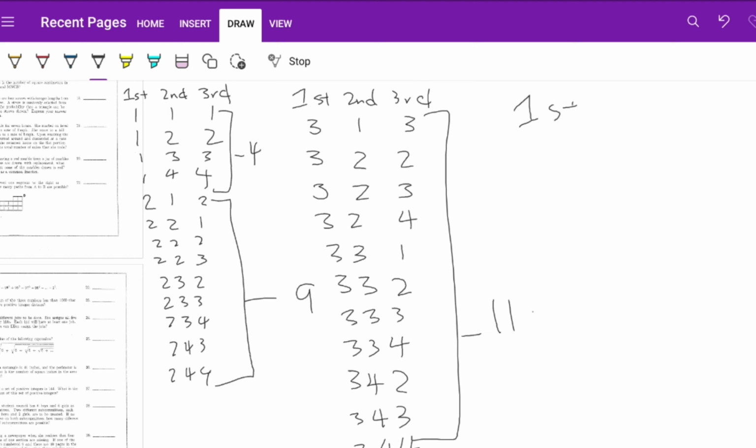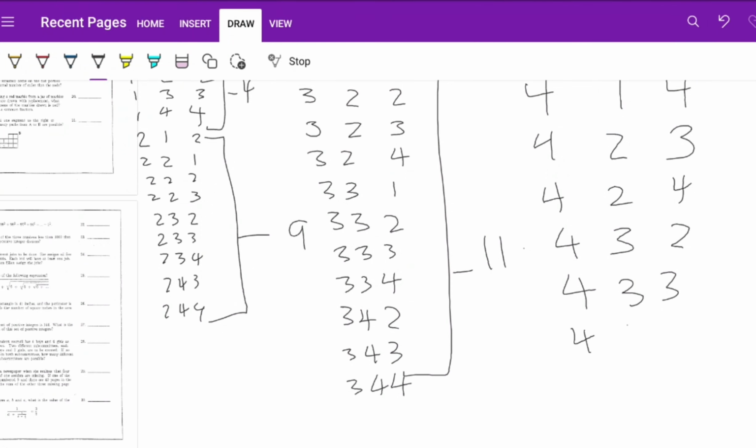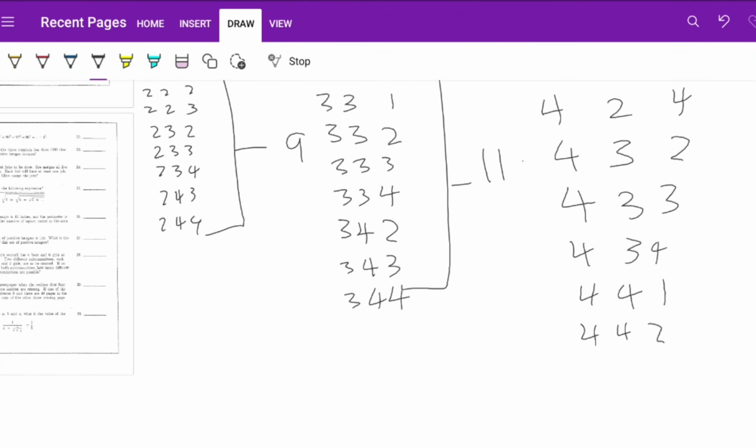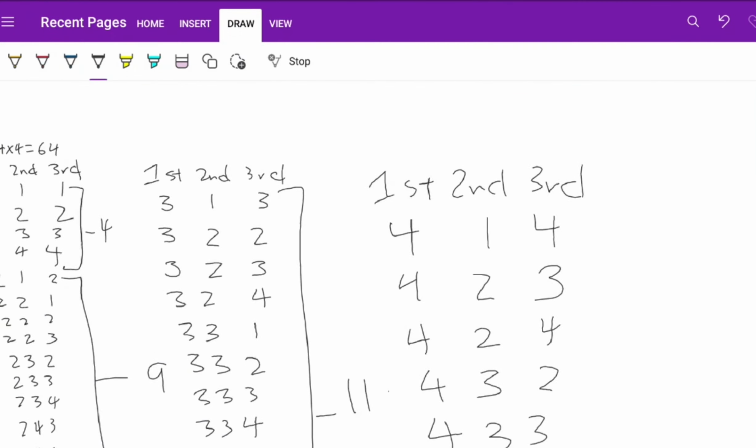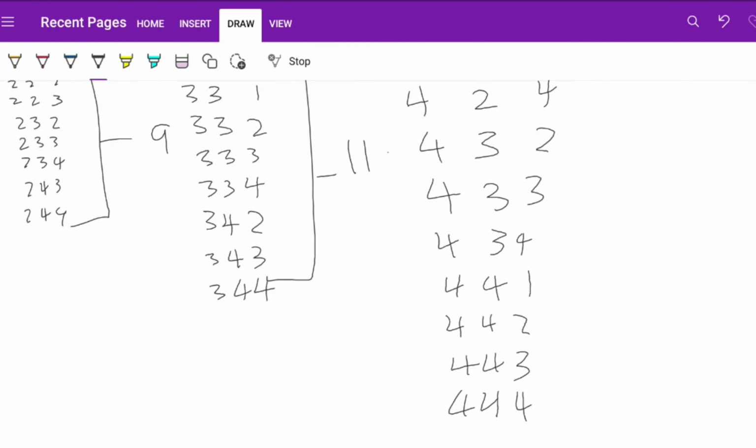And then for the last one, 4, 4, 1, 4, 4, 2, 3, 4, 2, 4, 4, 3, 2, 4, 3, 3, 4, 3, 4, 4, and then 4, 1, 4, 4, 2, 4, 4, 3, and 4, 4, 4 all work. So as we can see here, there's 1, 2, 3, 4, 5, 6, 7, 8, 9, 10. So there's another 10 in here.